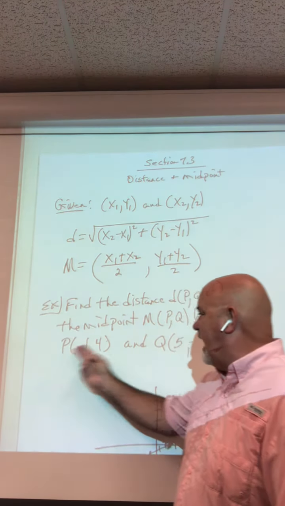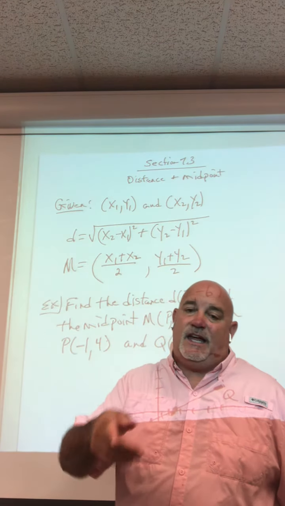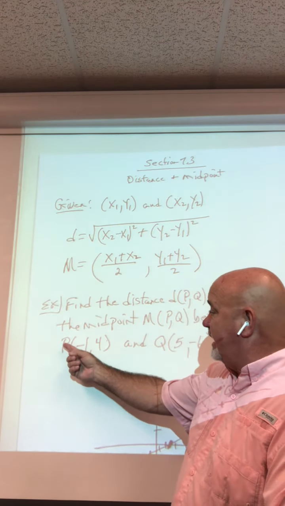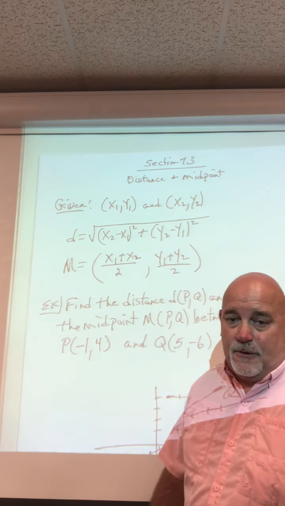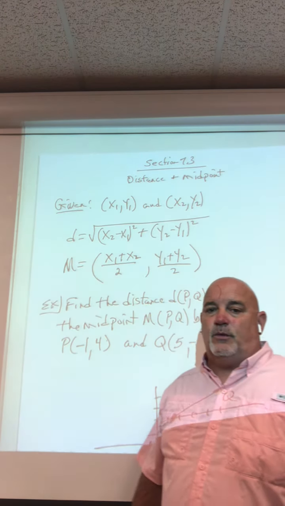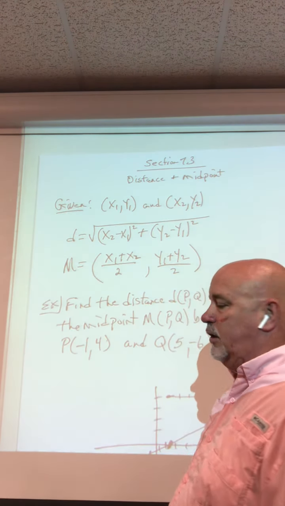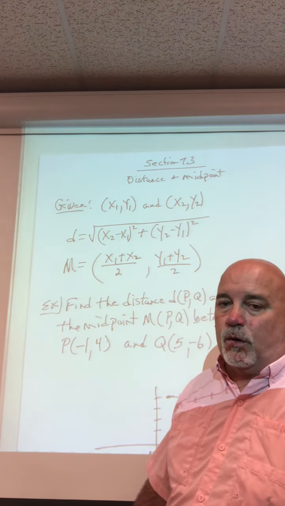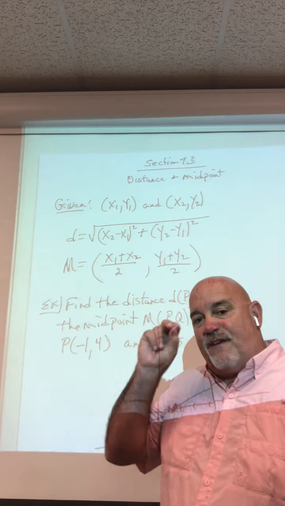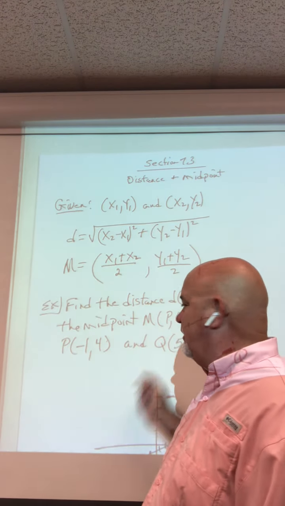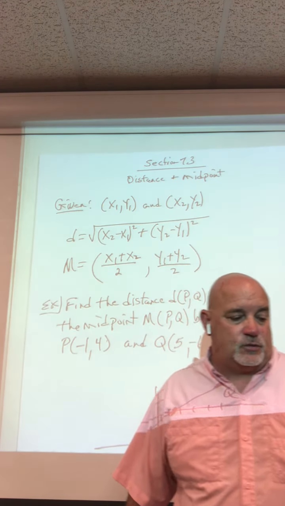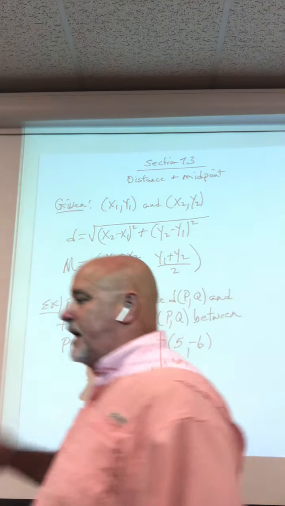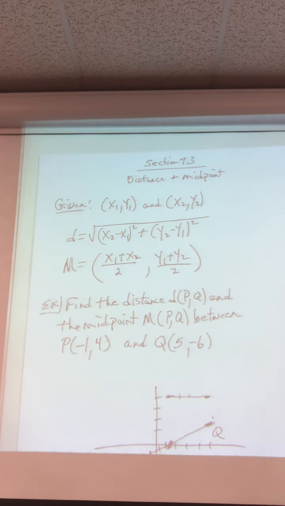Now, it doesn't have to be called P and Q. It could be called D of A comma B. So I could call this A and B if I wanted to. But to stay consistent with your homework, I'll call it P and Q. So we're going to find out how far apart these 2 ordered pairs are. And then we're going to find the point that's halfway in between these 2 ordered pairs as well. So let's look at this one example that you just wrote down.